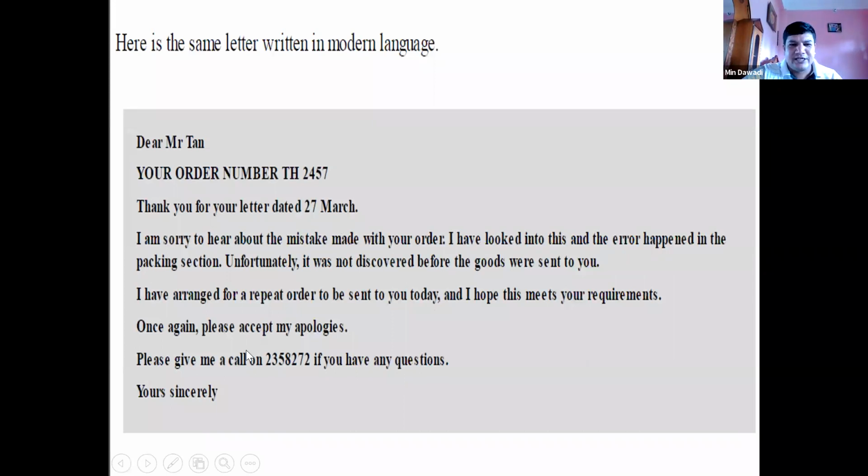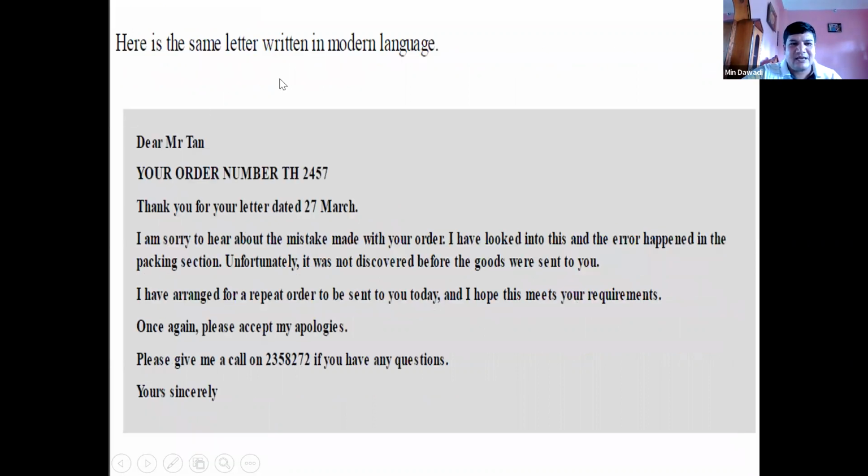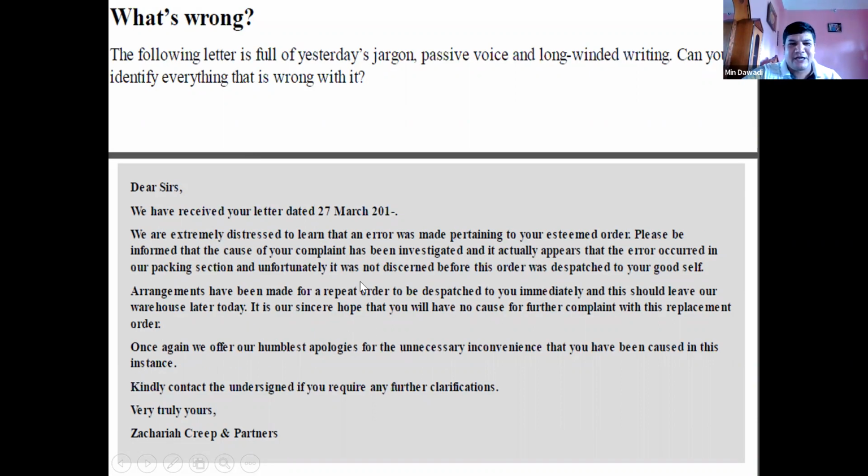Just compare these two letters. So how many words are there? Verbosity, repetition, passive voice, old language, long-winded expressions. Okay, so here is the same letter written in modern language. So your letter पढ्दाखेरि यो ग्रुपमा पठाएको जस्तो लेटर छैन, व्यक्तिलाई पठाएको जस्तो लेटर छ.